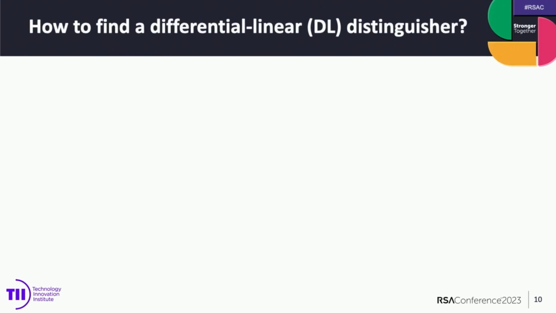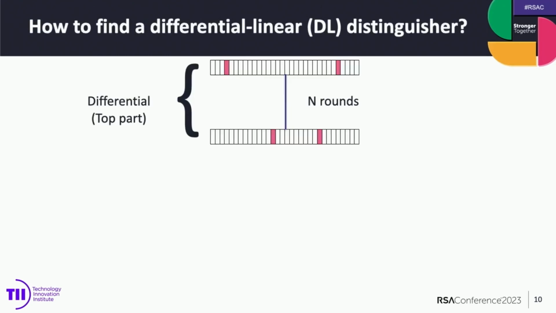So how to find a differential-linear distinguisher? To find a differential-linear distinguisher, we can combine the differential and linear techniques. We can start, for example, with the differential pair. For example, here, this is the differential pair for the first n rounds, and this is called the top pair.